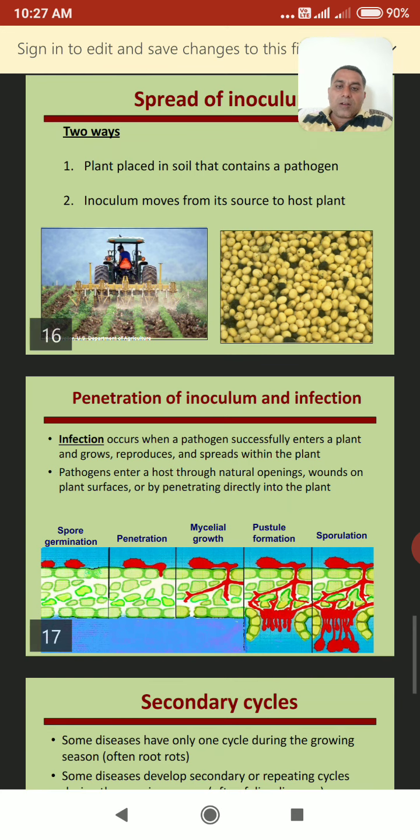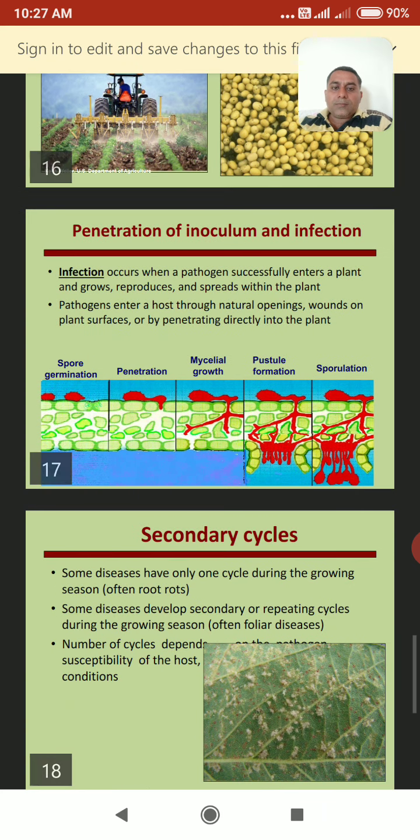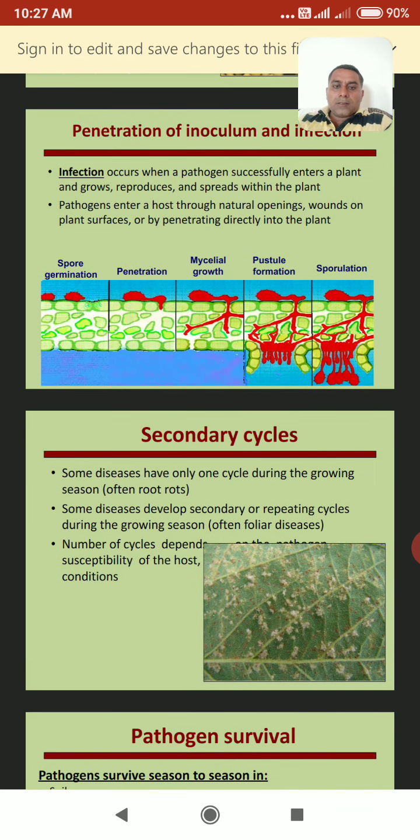Now we can see the structure of how the pathogen is penetrating into the tissue of the plant, or the tissue of the host. You can see spore germination, penetration, mycelium growth, pustule formation, and sporulation. Now the secondary cycle. Some diseases have only one cycle during the growing season, often root rots. Some diseases develop secondary or repeating cycles during the growing season, often foliar diseases. The number of cycles depends upon the disease and the suitability of the host condition.